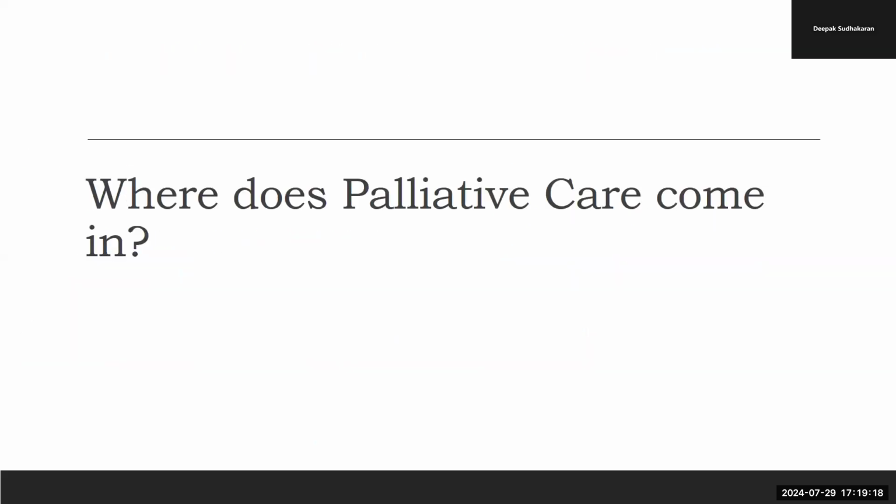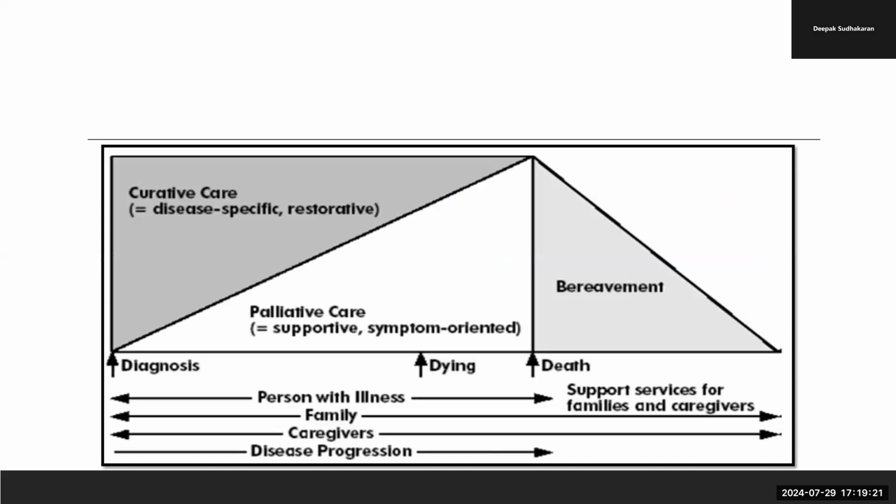So where does palliative care come in? Next slide. If you see this framework, this is what palliative care is defined as today. Palliative care starts at the point of diagnosis.